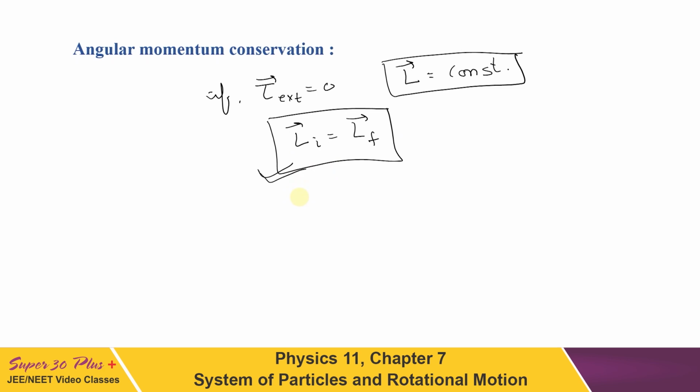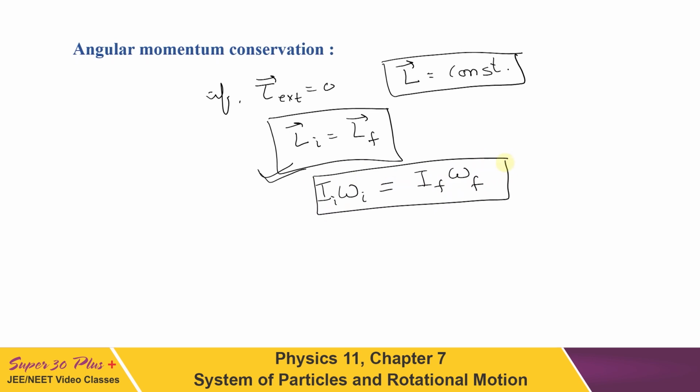Now with this concept we can write for an extended body that for the whole system. This is a conservation law, so it cannot be written for a single particle or a single body. Always it should be for a combined system, for the whole system. So for an extended body it can be written as I omega I equal to If omega F. Do remember, this is for the whole system, not for a single body.